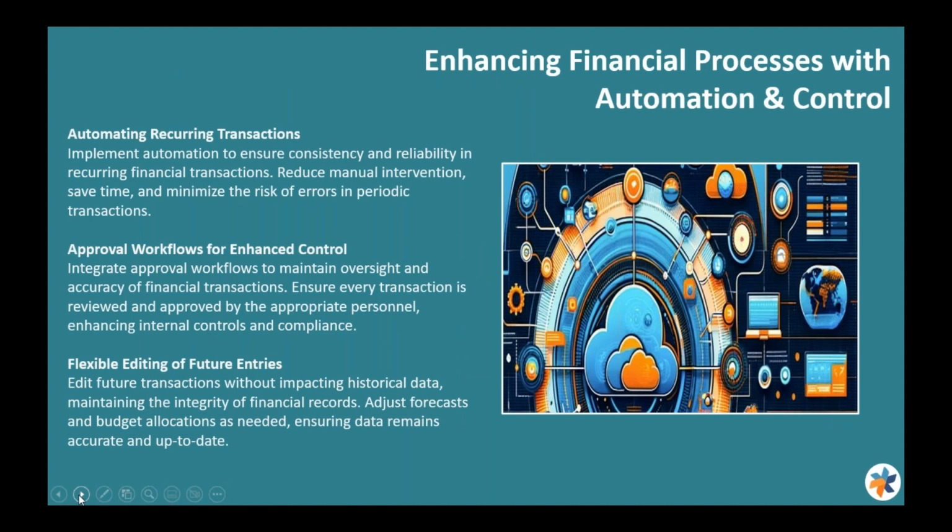Implement automation to ensure consistency and reliability in recurring financial transactions. This reduces manual intervention, saves time, and minimizes the risk of transactional error. It integrates the approval workflow as well to maintain oversight and accuracy of financial transactions and enhances internal controls and compliance. The flexibility of editing future entries also ensures the integrity of your financial reports, allowing you to adjust for forecasting and budget allocations as well. Next slide, please.